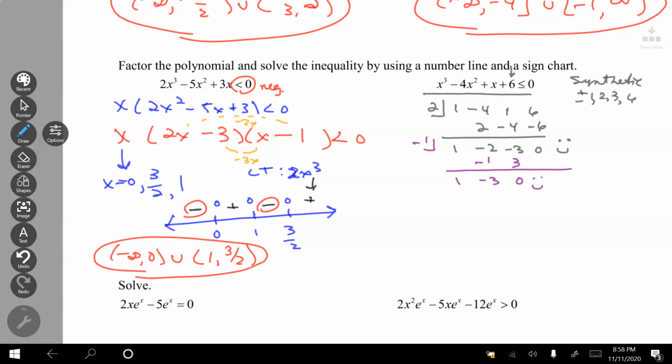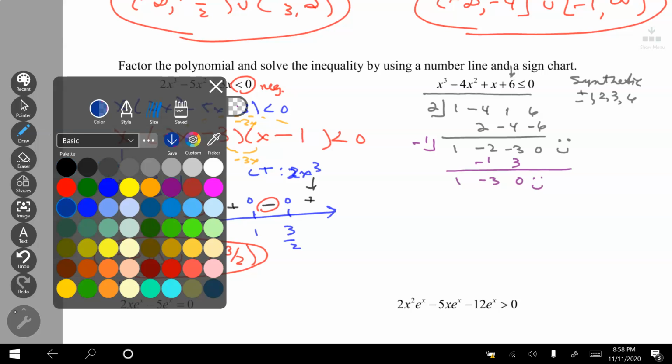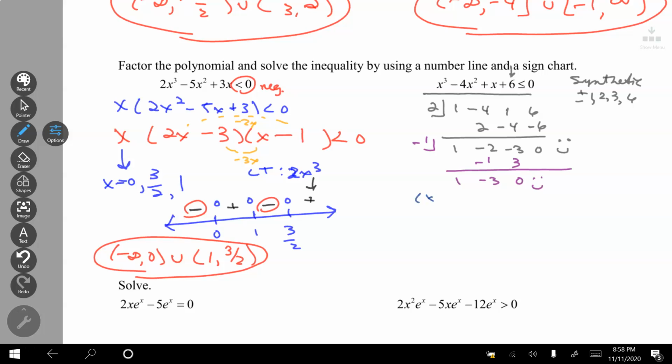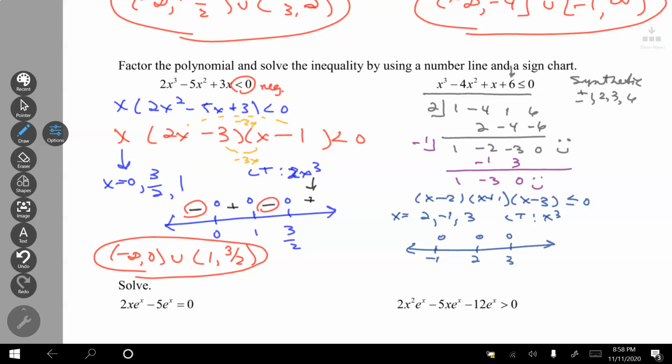I'm so happy. So when I factor this, I have x minus 2, x plus 1, x minus 3, less than or equal to 0. My x-intercepts are 2, which I knew from the box, negative 1, which I knew from this box, and 3. My term I know, which is just 1x cubed. I can make my number line, negative 1, 2, 3. Here are my zeros. It is a 1x cubed. There's a 1 here, so it goes positive, negative, positive, negative. There are no bouncers.